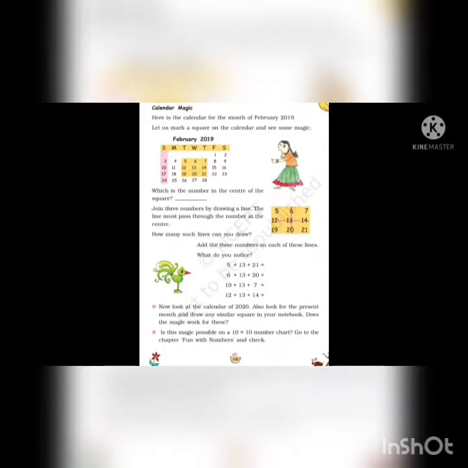Now two questions are left here. Look at the calendar of 2020. Also look for the present month and draw any similar square in your notebook. Does the magic work for these? So here you will take the calendar of 2021, look for the present month and draw a similar square in your notebook.